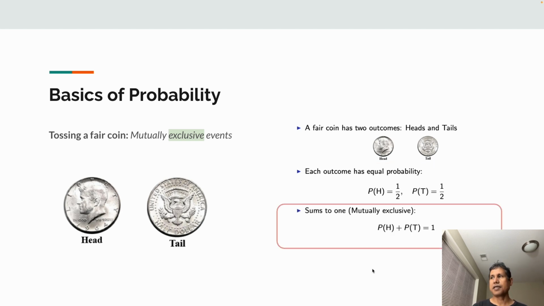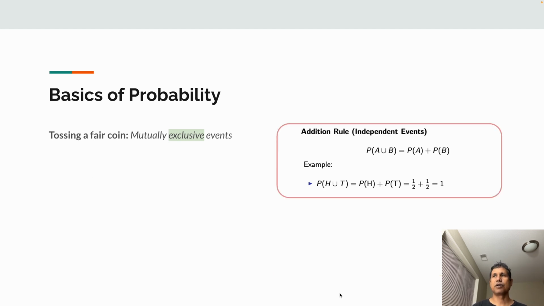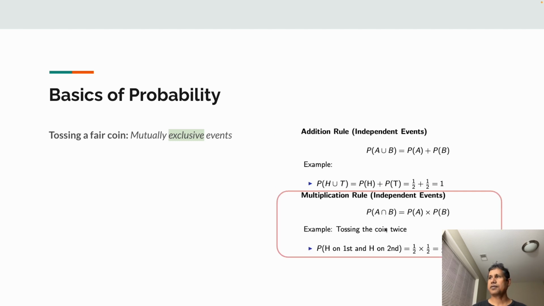The first rule is, if you add up the probabilities of head and tail, it will sum to 1, okay? And the probability of head or the probability of tail, the values will be within the range of 0 to 1, okay? This is true for mutually exclusive events. Again, we follow some notations, the probability of A or B. The addition rule states the probability of A union B for mutually exclusive events. So for the example of head and tail, if you sum, it will be 1, okay?